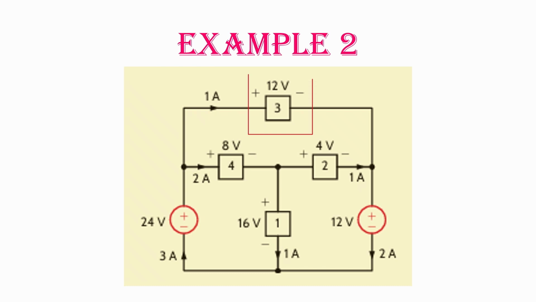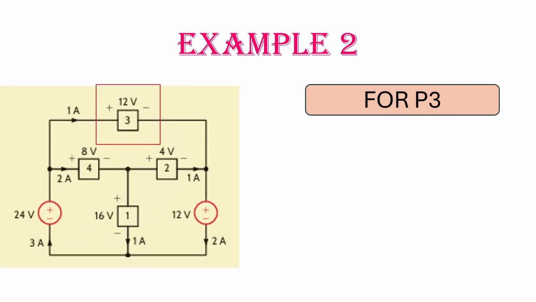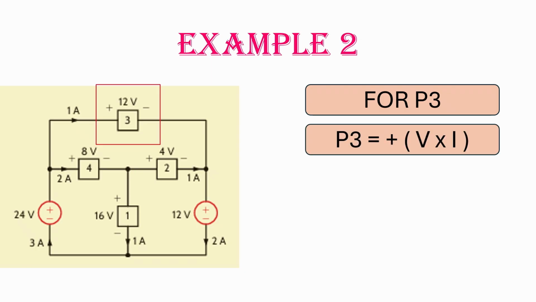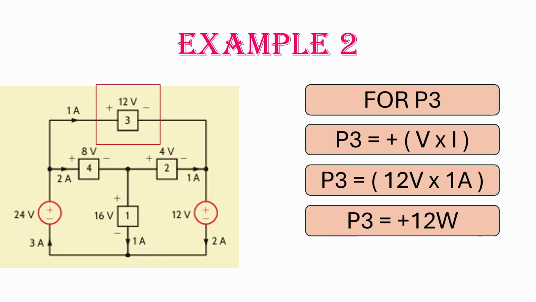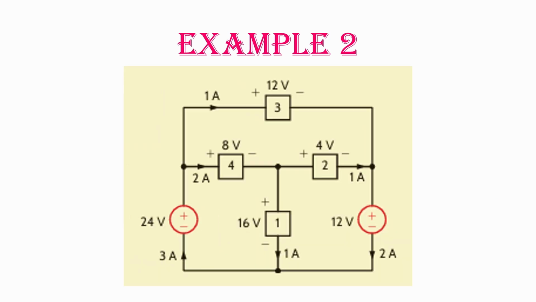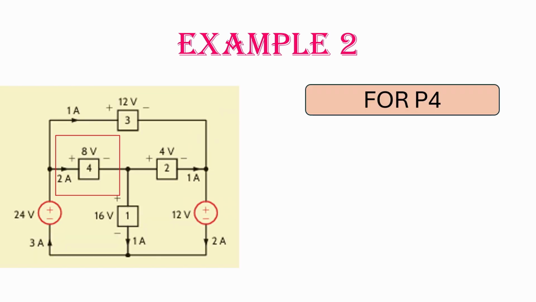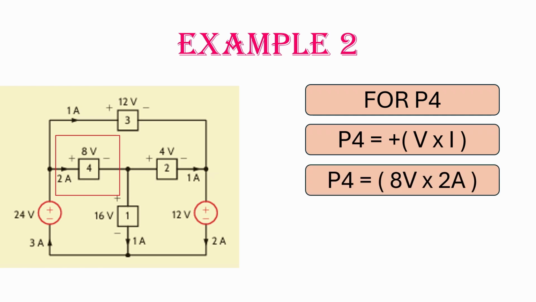For P3, the current of 1 ampere enters the positive terminal of 12 volts. So P3 is equal to positive 12 watts, meaning it is absorbing power. For P4, the current of 2 amperes enters the positive terminal of 8 volts. So P4 is equal to positive 16 watts.